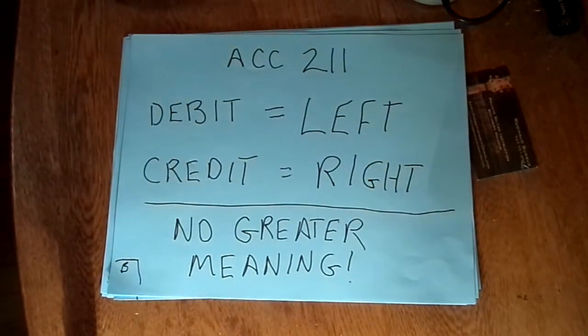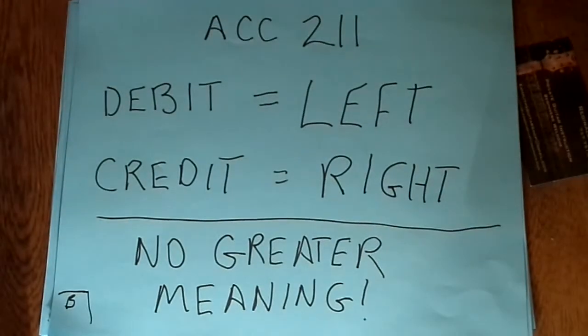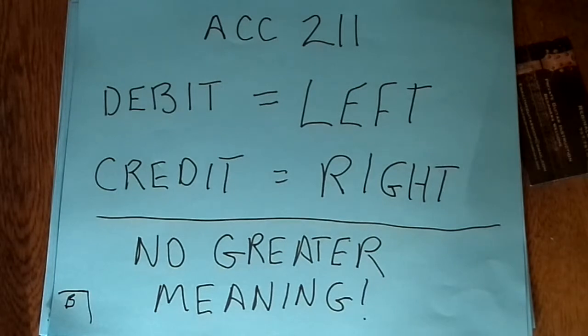journal entries. One of the things is that debit equals left and credit equals right, and these have no greater meaning in accounting. The debit is just left, credit is just right. In a face-to-face class, I'll tell people to practice by thinking about taking debits instead of taking lefts in the car, and taking credits instead of taking rights in the car. Again, there's no greater meaning.